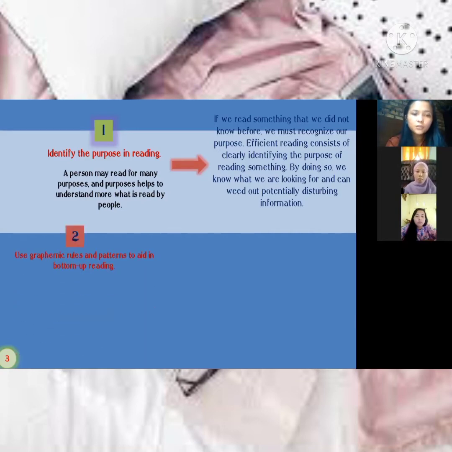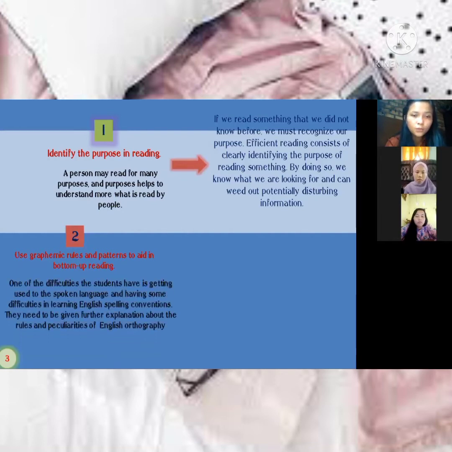And number 2, use graphemic rules and patterns to aid in bottom-up reading. One of the difficulties the students have is getting used to the spoken language and having some difficulties in learning English spelling conventions. They need to be given further explanation about the rules and particularities of English orthography.